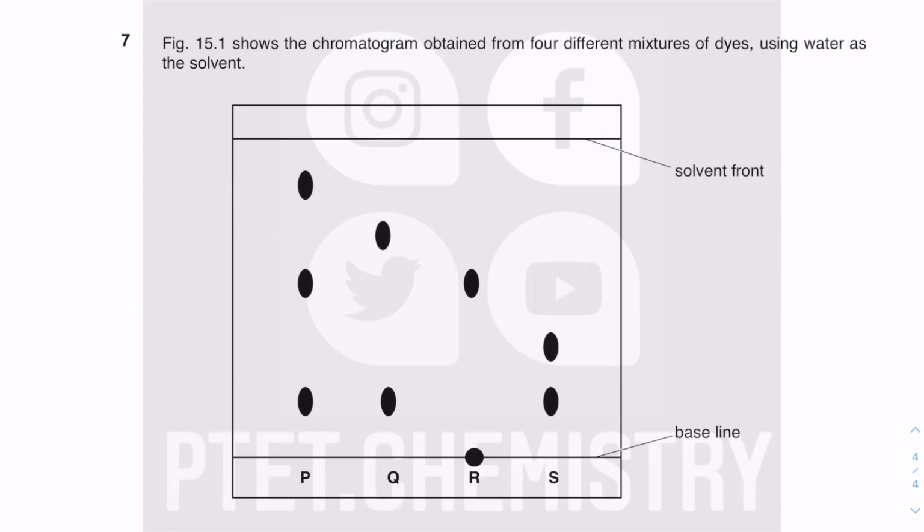So in this question, we have a chromatogram. They are obtained from 4 different mixtures of dyes, and we use water as the solvent. There is a substance that dissolves all 4 different kinds of dyes. So we have P, Q, R, and S.